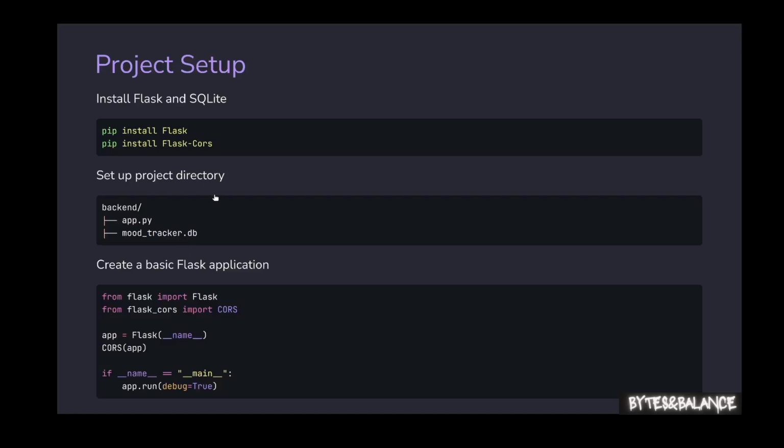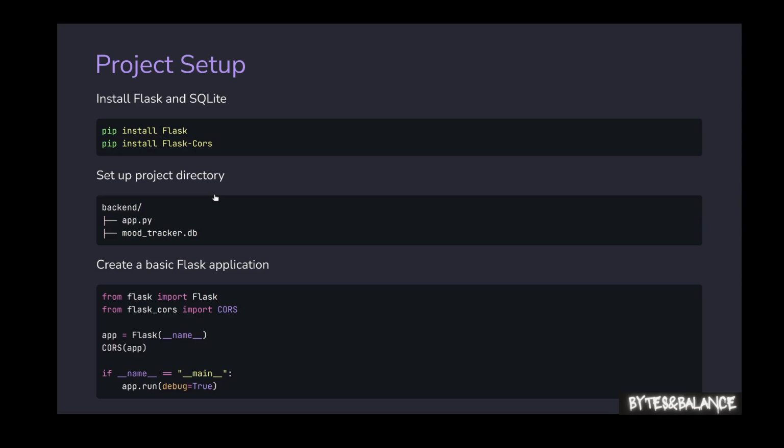Right, now we need to set up our environment. We'll begin by installing Flask and Flask-CORS. Just type pip install flask and pip install flask-cors in your terminal in your backend folder. Next, we will set up your project directory. It should look something like this: a backend folder with app.py and moodtracker.db.